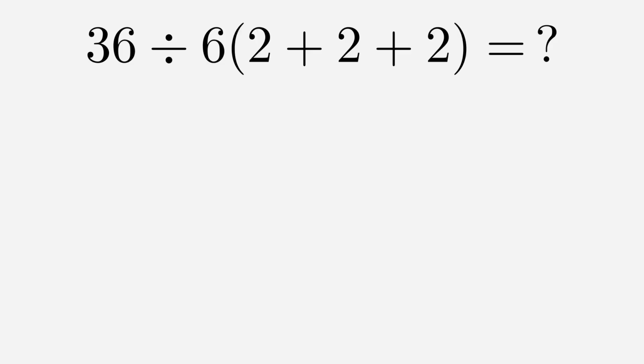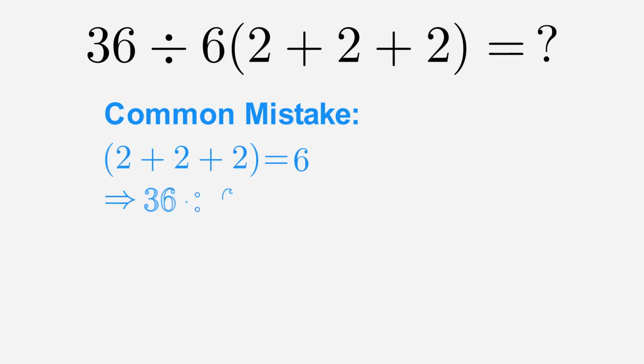36 divided by 6 times the quantity 2 plus 2 plus 2. Look at those three 2's. Your brain wants to simplify this, and that's where you'll fail. Most people solve the parentheses first. 2 plus 2 plus 2 equals 6. Now you've got 36 divided by 6 times 6.